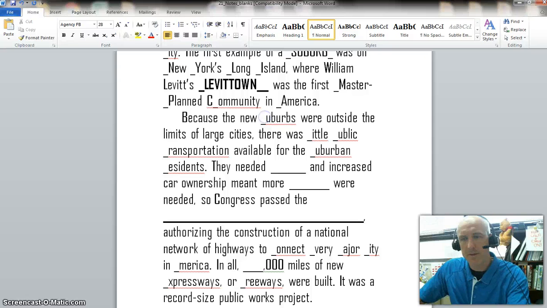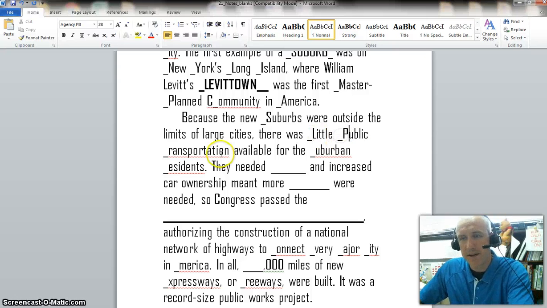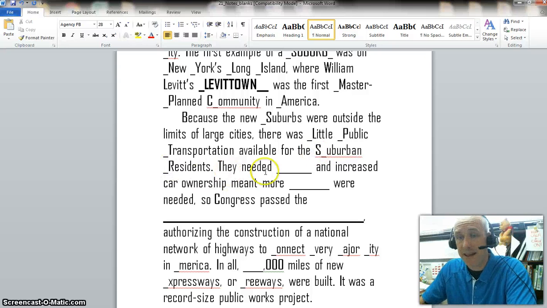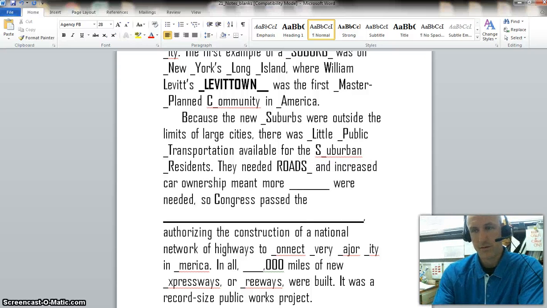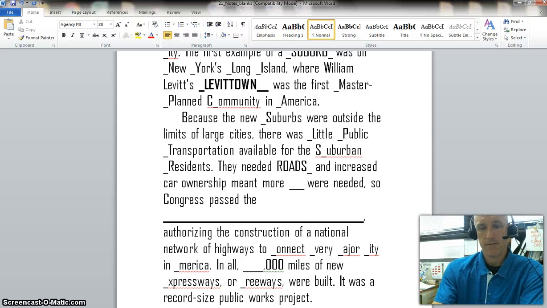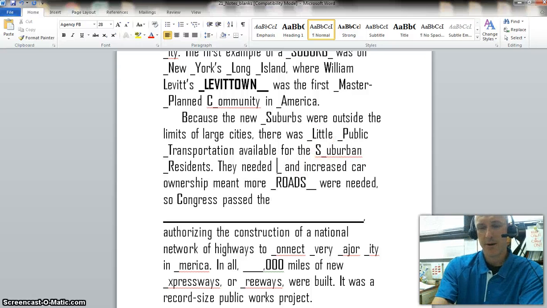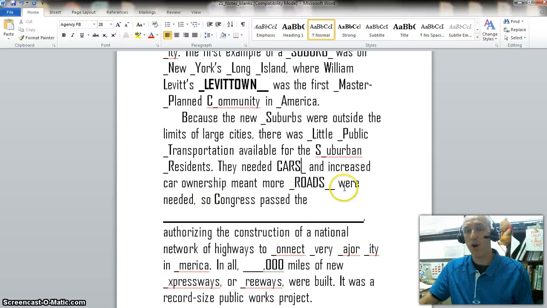Because of the suburbs, outside of large cities, there was little public transportation available for the suburban residents. So this is going to impact another thing. They needed roads. Let me back that up. I know you can't erase, but try your best. They needed more cars, is what I meant to put here. Increased car ownership meant more roads were needed.